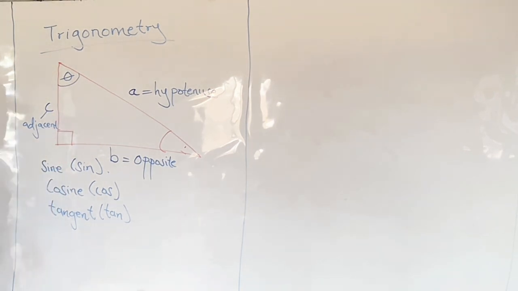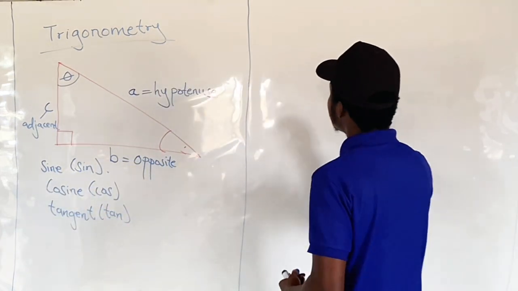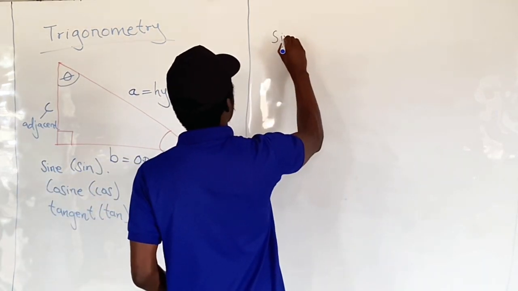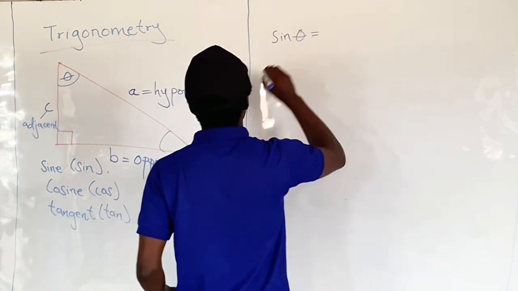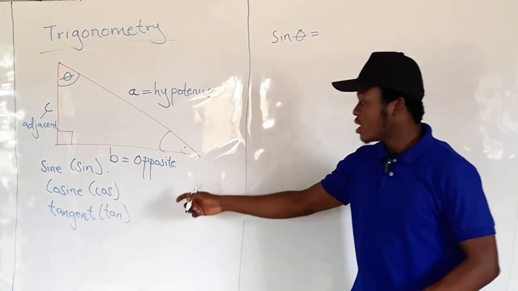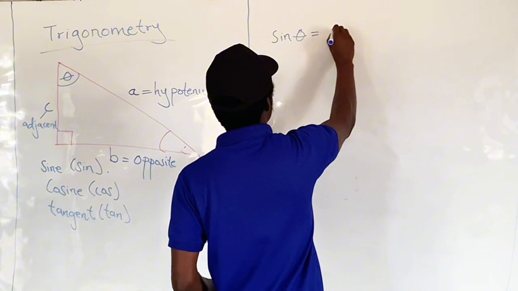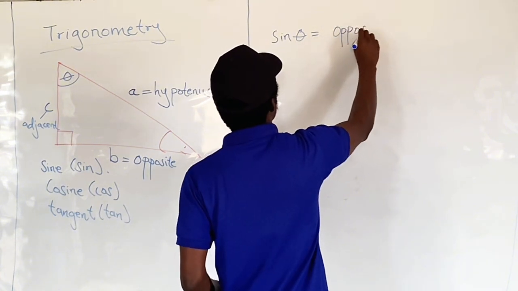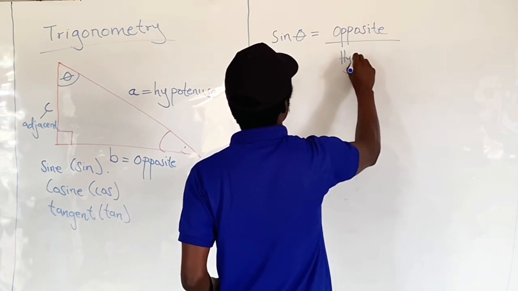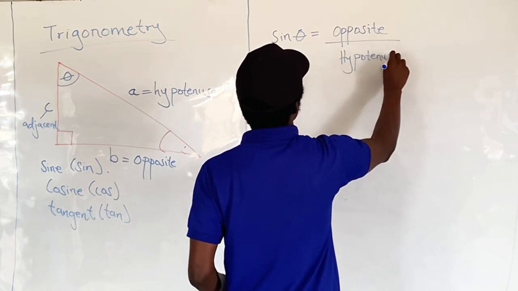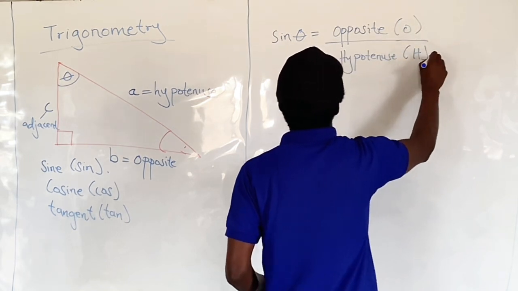The sine of an angle, here the sine of the angle theta, is always equal to the opposite side over the hypotenuse. Opposite over the hypotenuse. Very good. O for opposite, and then H for hypotenuse.